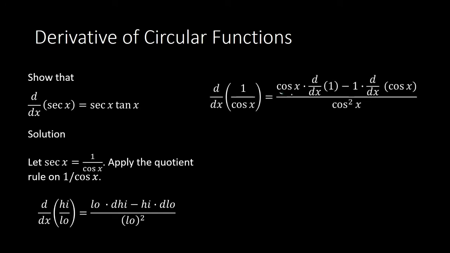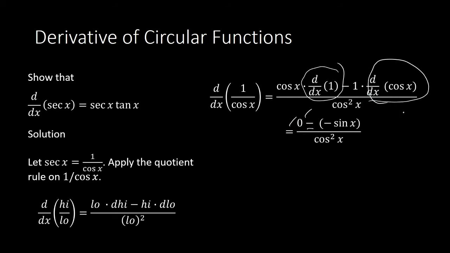This is low d-high. The derivative of your function in the numerator, that is equal to 1. 1 is your function in the numerator. And then high d-low. Next, the derivative of a constant function with respect to x is 0. So cosine of x times 0 is 0. And then minus the derivative of cosine of x with respect to x, which is negative sine of x.